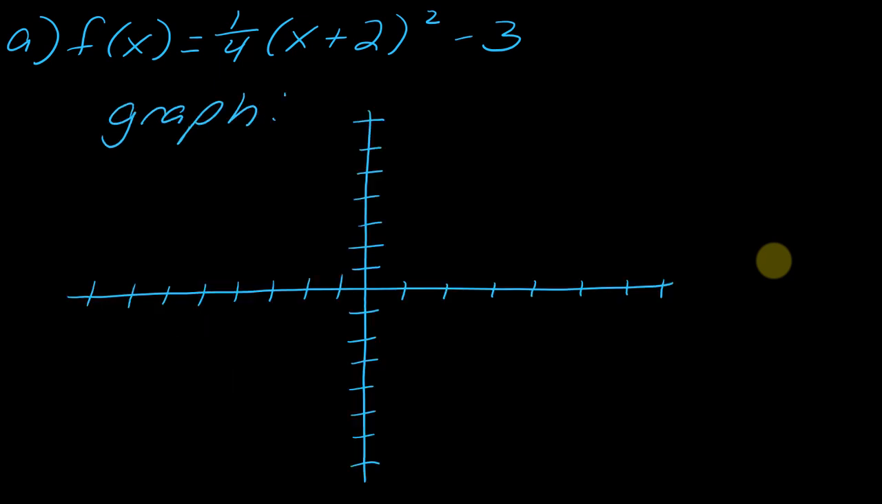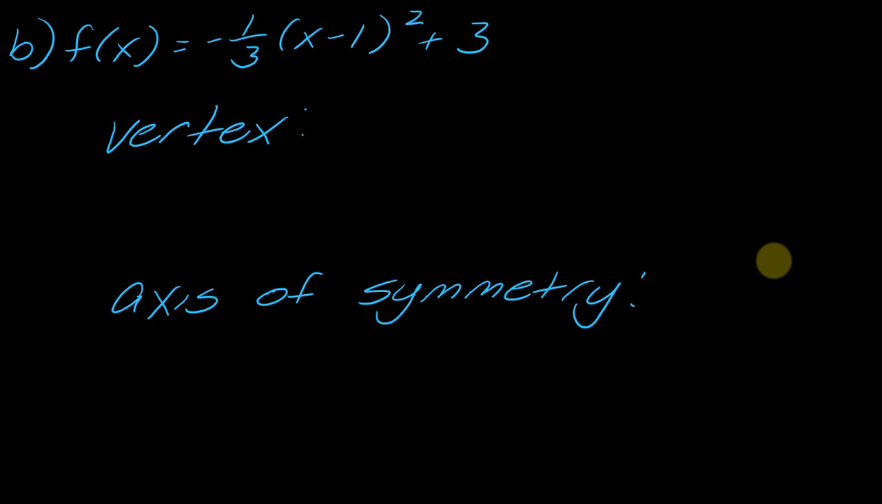And now if I want to graph this, let's see, we said we go left 2, down 3, and then I'm going to go out 1 in each direction, and I'm going to go up just 1/4, so this is going to be a pretty wide parabola in this case. So that's kind of an approximation of it. So that would be the idea. Okay, so moving on to this last one.